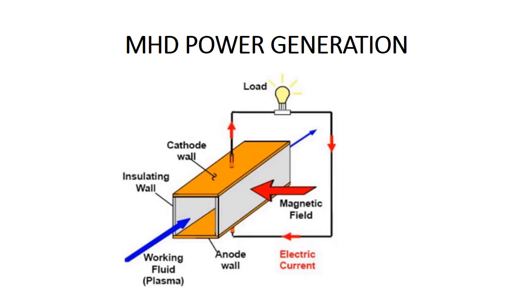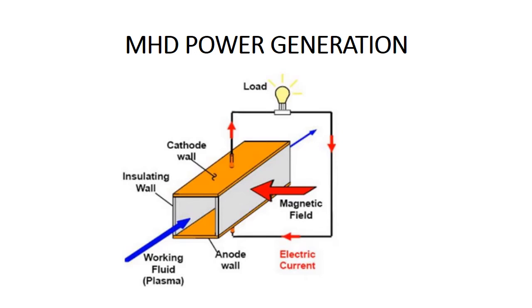And how can we get this current? By placing electrodes, we can extract this current. These electrodes are placed in suitable positions in the stream. So when we connect a load across these electrodes, we will get electricity through that path.